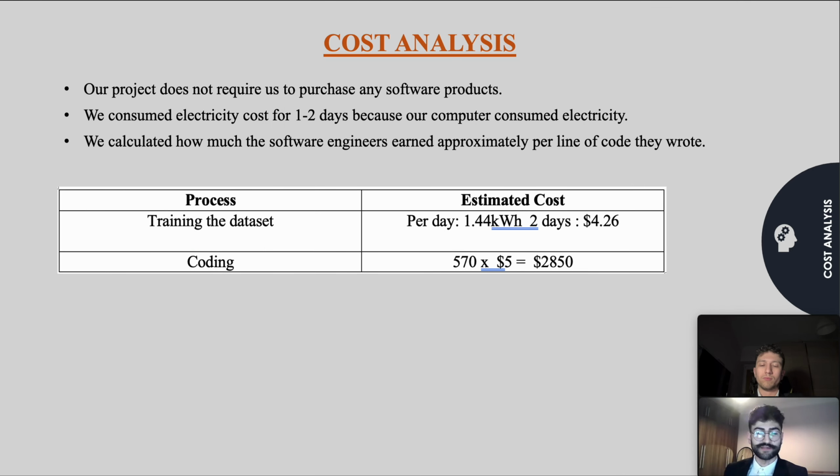Our project doesn't require us to purchase any software products. Fixing the bugs doesn't cause us any financial problems. In our project, there are two things to cost. While training our model, we consumed electricity, and the second one is we calculated how much software engineers earn approximately per line of code they write. It will be calculated as $5 per line of code, and we wrote a total of 507 lines of code.